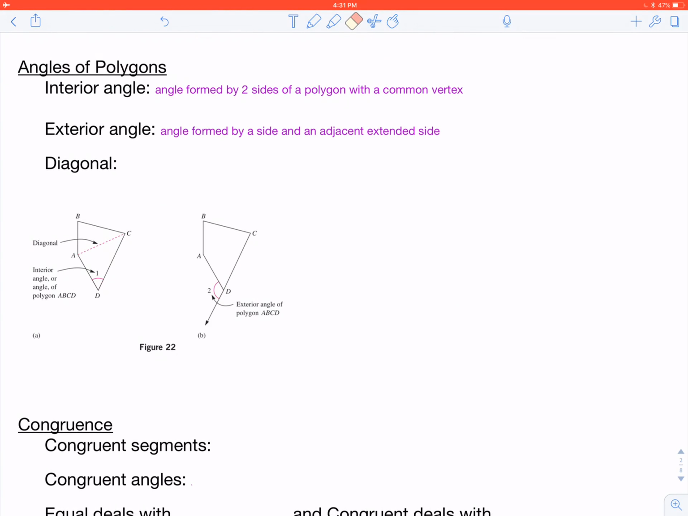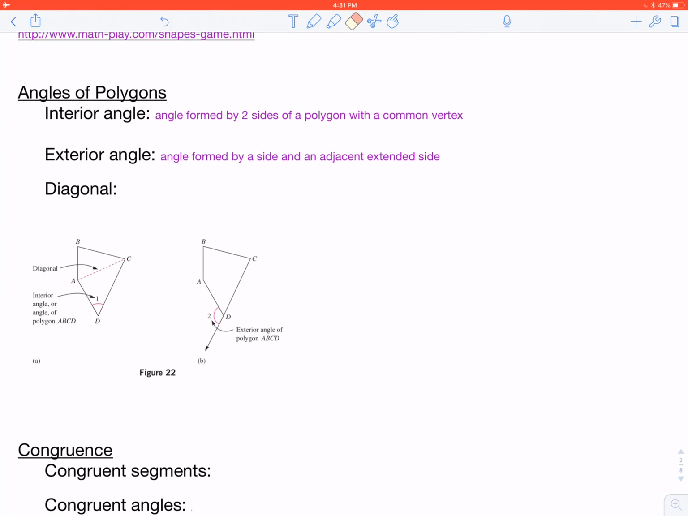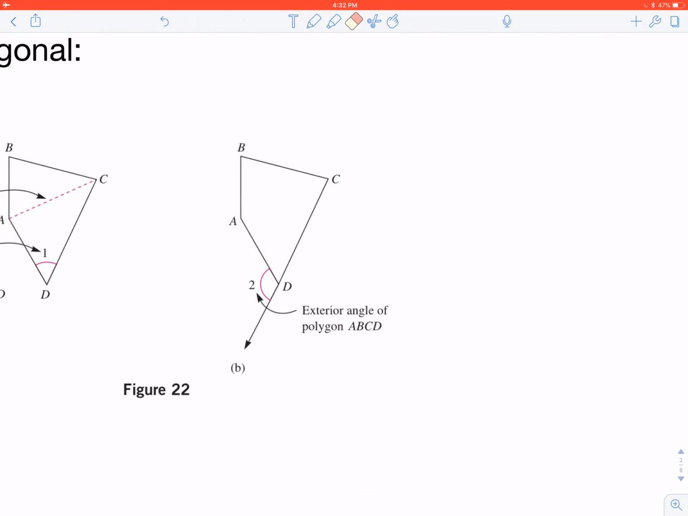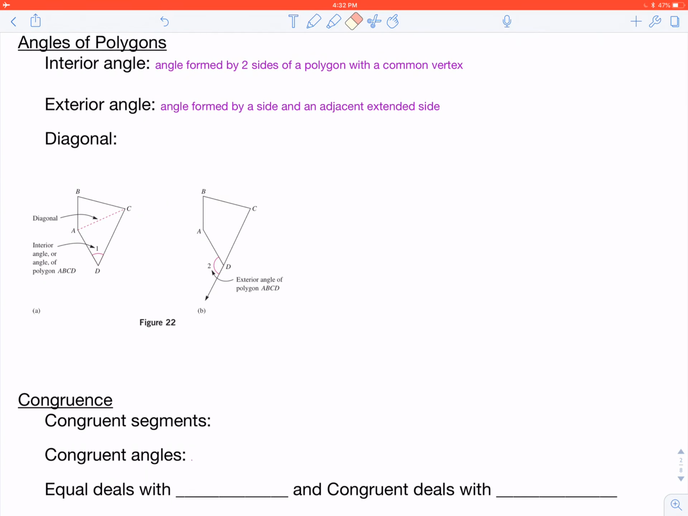An exterior angle, this is the second example here. This is an angle formed by a side and an adjacent extended side. So angle 2 is an example of an exterior angle. The diagonal of a polygon is going to be any segment that connects 2 non-consecutive vertices, 2 vertices that are not side by side.